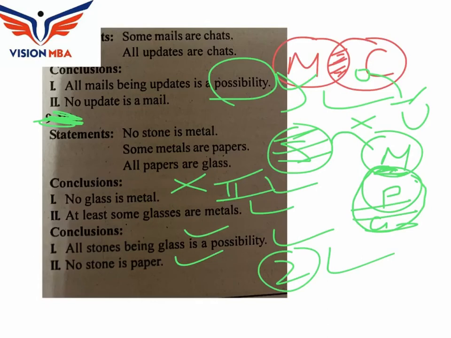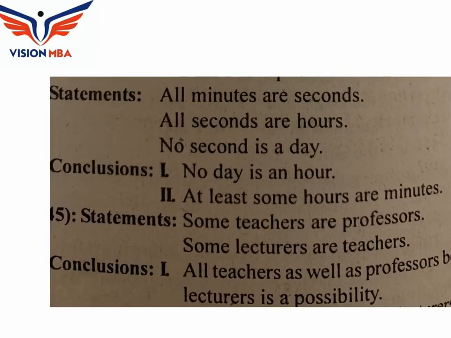I hope you guys are getting it. But if you are not getting it, make sure that you first understand syllogism and Venn diagram. That understanding will help you more to understand these questions. Now let's go to a few more examples. Let me just make it understandable for you.